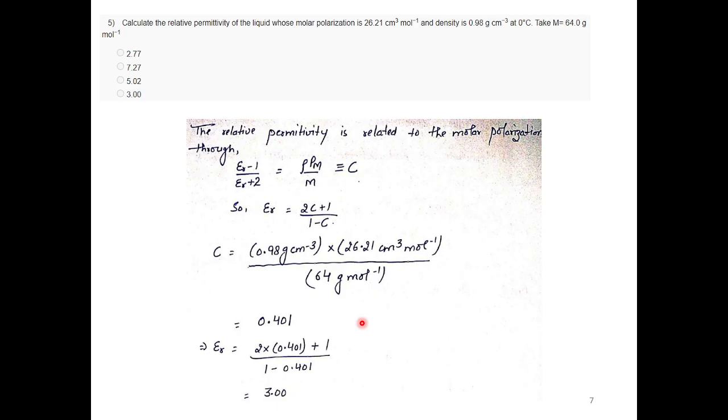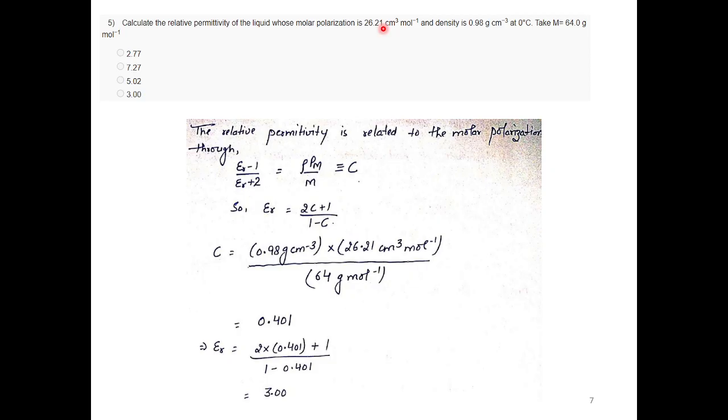So this is the formula for the relative permittivity: epsilon r minus 1 by epsilon r plus 2 equals rho into Pm by M. This M is the molecular weight and this Pm is the molar polarization. Molar means the polarization that happens per mole of the substance, which is 26.21, already given in the question. Now 0.898 gram per centimeter cube is the density.